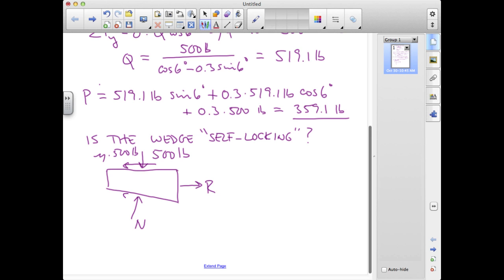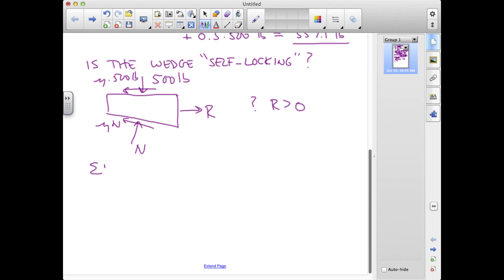That's also sliding, mu times N. And the question is, do we need R to be greater than 0? If the answer is yes, then it's self-locking, and if the answer is no, then it's capable of sliding out by itself.